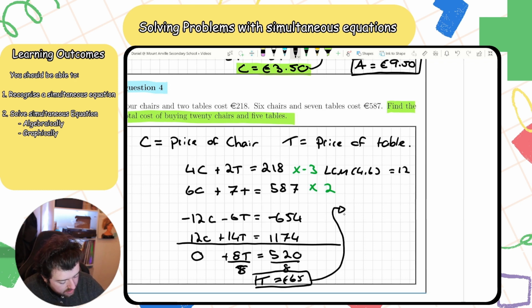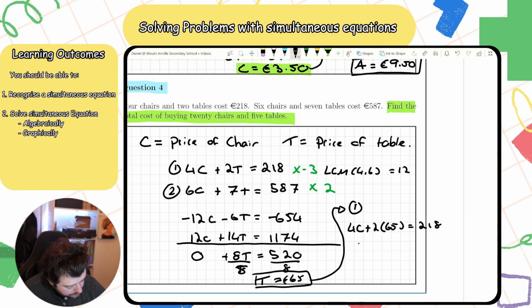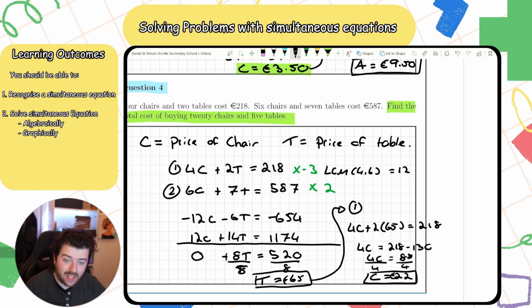That makes sense, kind of, right? I'm going to sub it into one of my equations. I'm just going to sub it into equation 1. So 4c plus 2 times 65 equals 218. So 2 times 65 is 130. 4c equals 218 minus 130, so 4c is equal to 88. Divide both sides by 4. I get c is equal to €22. So the cost of a chair is €22.